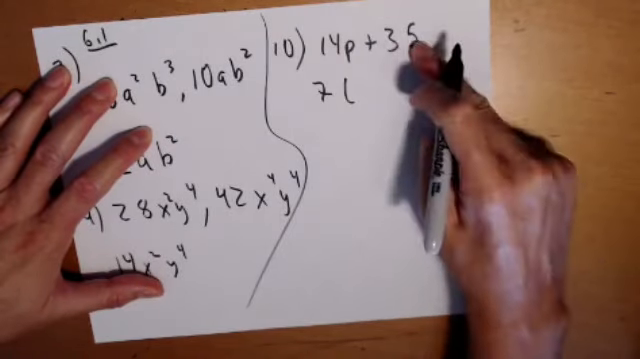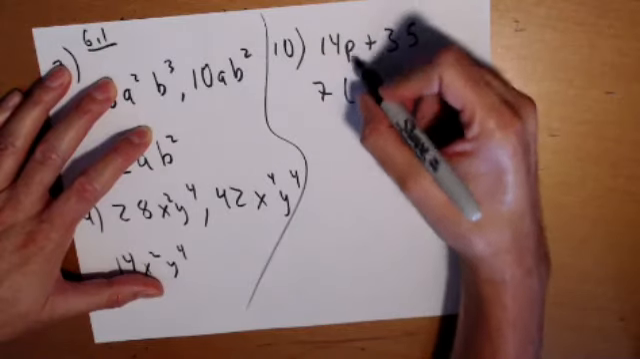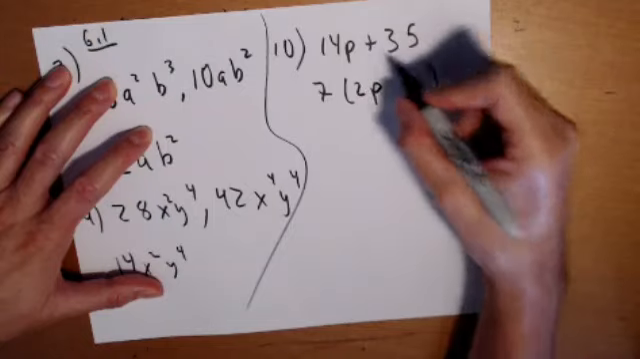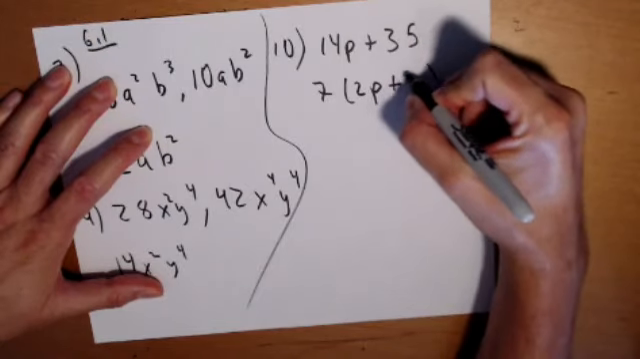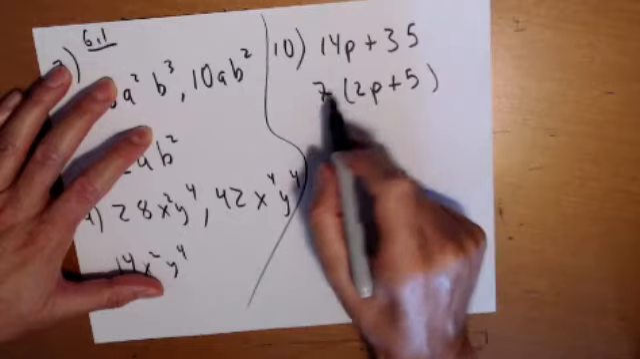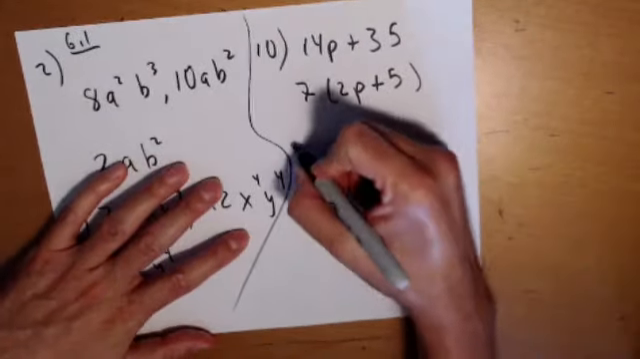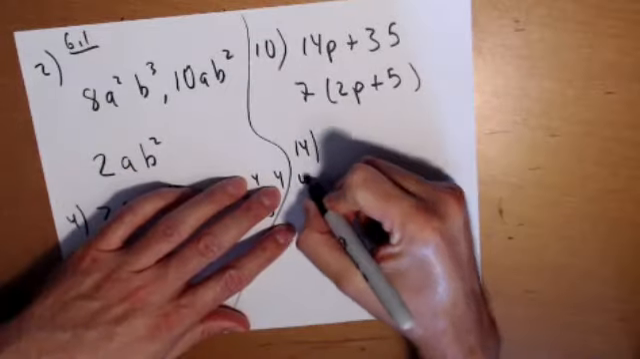And then what would that leave me with? How would I get back at that? So 7 times what gives me 14p? 2p, right? 7 times 2p is 14p. And 7 times what gives me 35? The 5. So I factored out a 7 from each term. Okay. Let's try number 14.